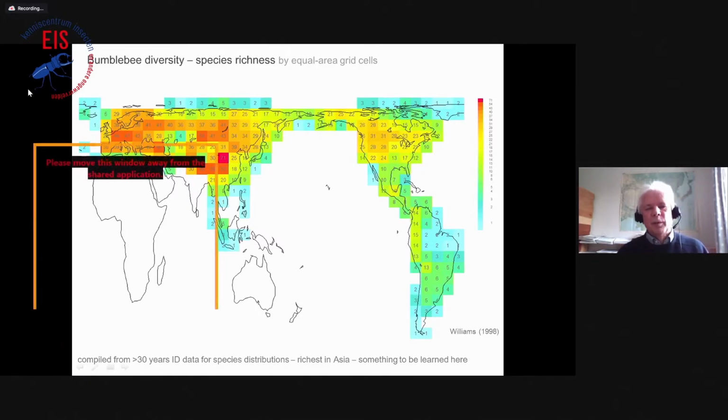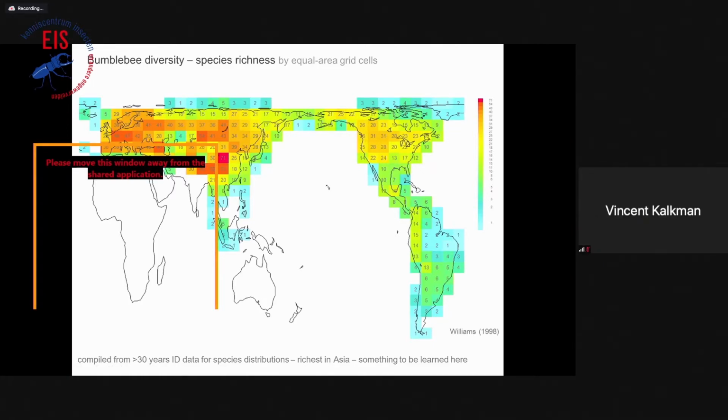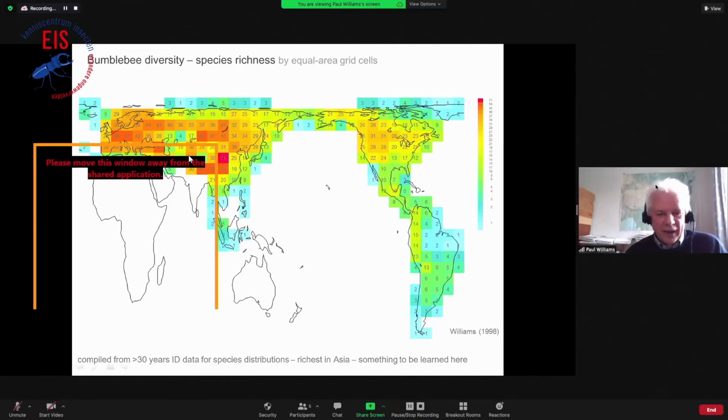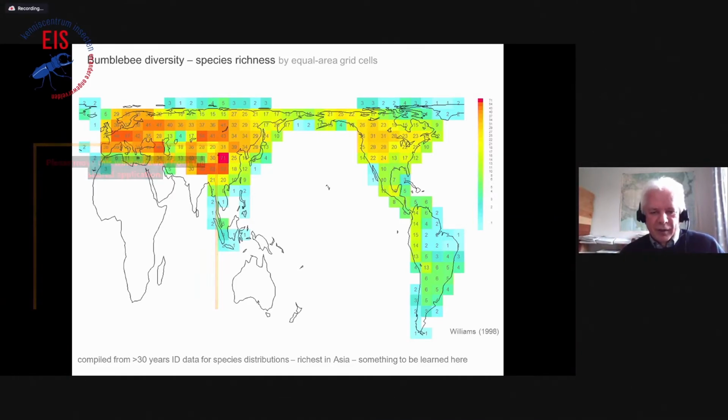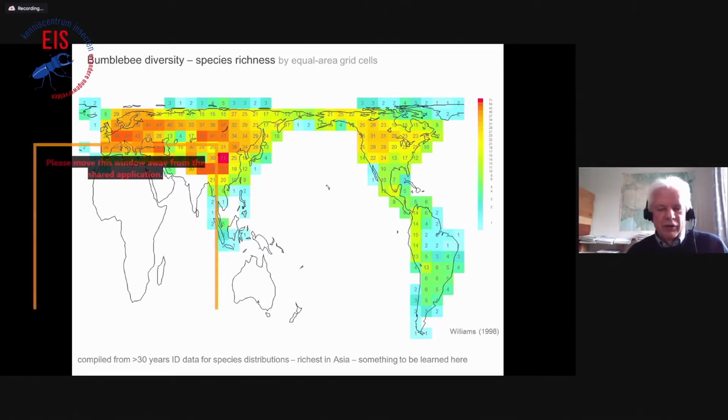Anyway, I was going to start with a picture of bumblebee diversity, which some of you may have seen before. This is a map of species richness, the numbers of species among equal area grid cells. It has been compiled from more than 30 years of collecting data, identifying specimens and plotting distributions of individual species. It shows that the largest numbers of species per unit area are in Asia, particularly around the Qinghai Tibetan Plateau.